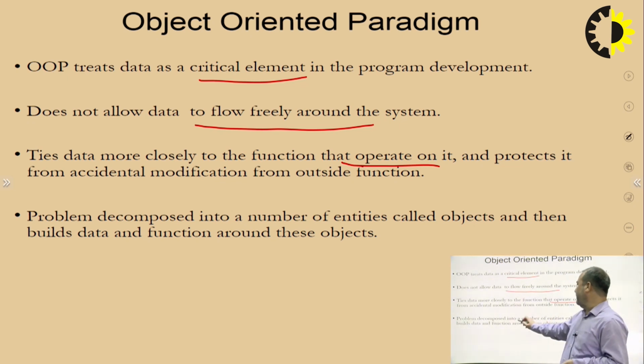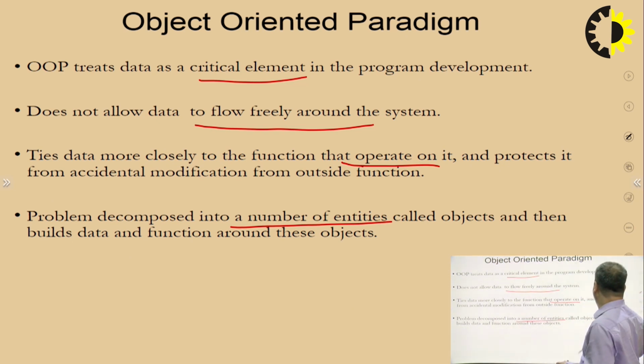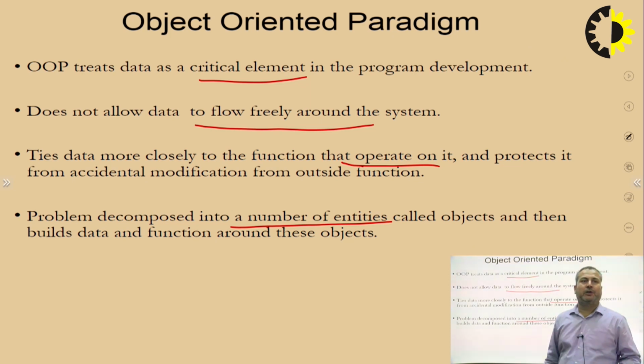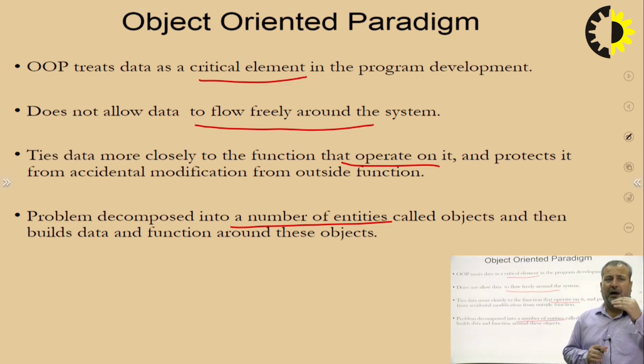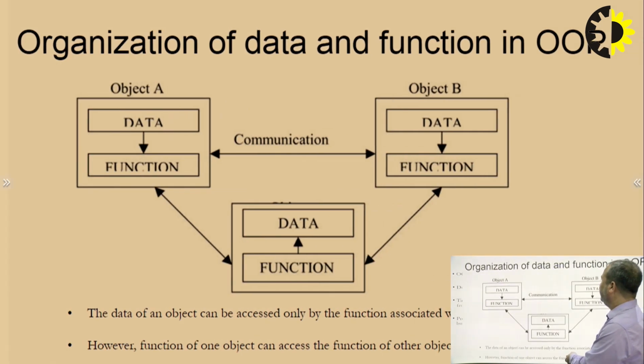Here the problem is decomposed into a number of entities called objects, and data and functions are built around these objects. So program development is always thought of in terms of creating objects. We have to visualize in terms of objects: what objects could be created, how the objects are going to communicate, and all that. That is the key behind, or the foundation of, the development of object oriented programming. You have to think in terms of so many objects.